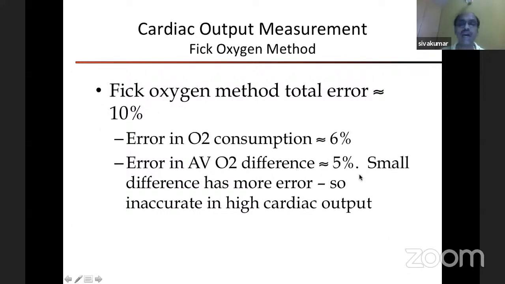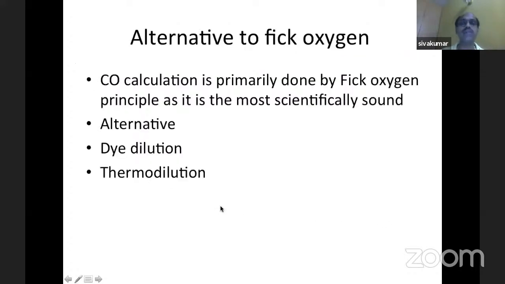Whenever there is a small arteriovenous oxygen difference, there will be more errors. So in high cardiac output, the difference between the artery and vein will be very small, and so you will have more errors. Some of the alternatives to the Fick oxygen principle are dye dilution and thermodilution.